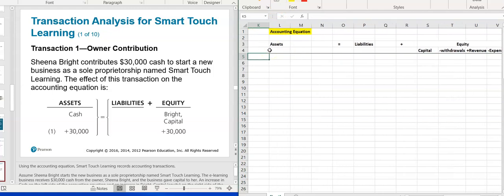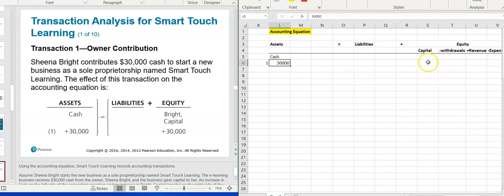Actually, let me move over one so I can put the date. Okay. All right. Transaction number 1. Sheena Bright contributes $30,000 cash to start a new business as a sole proprietorship named Smart Touch Learning. So Sheena Bright, who's the owner, put $30,000 in an account for the business. All right, so basically when she puts that money in an account, the asset that's created is her cash, her cash account. So she put $30,000 in, so we've got $30,000 in cash there.